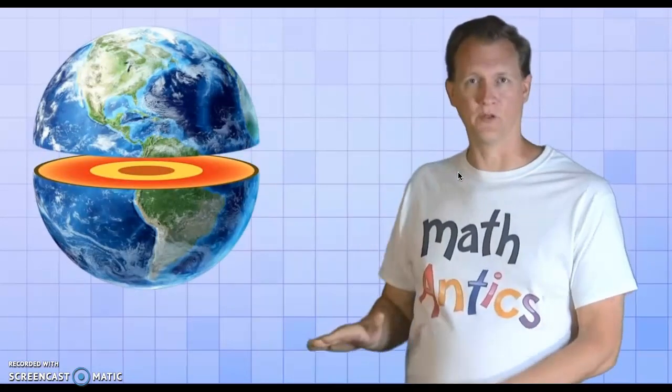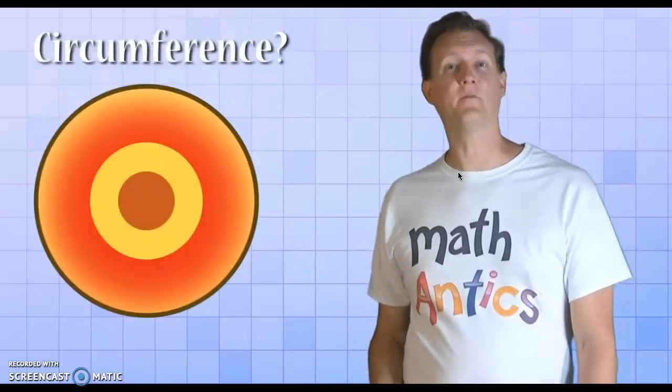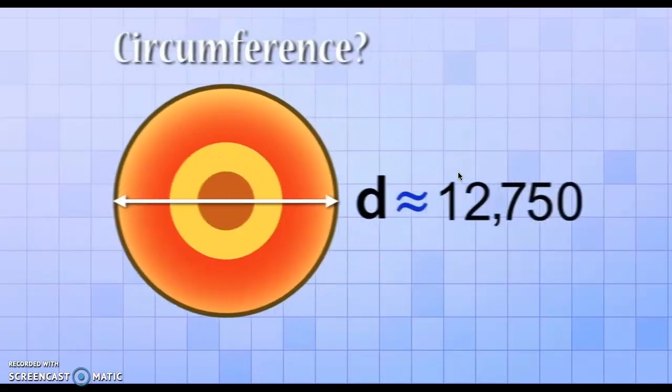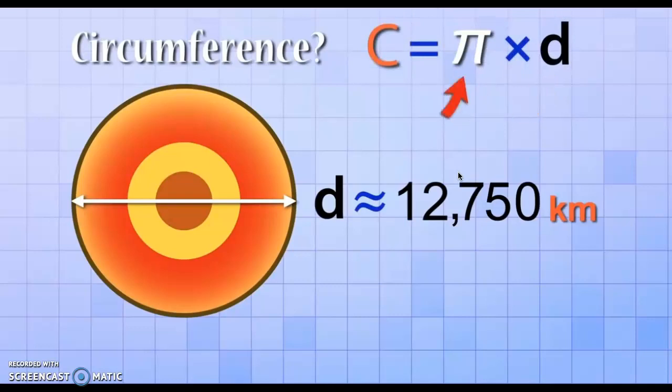Here's the real world, which, as you probably know, is a sphere. But if we take a slice of the world right at the equator, that slice is a circle. Let's find the circumference of that circle. To do that, we need to know the diameter of the Earth. That turns out to be about 12,750 kilometers.